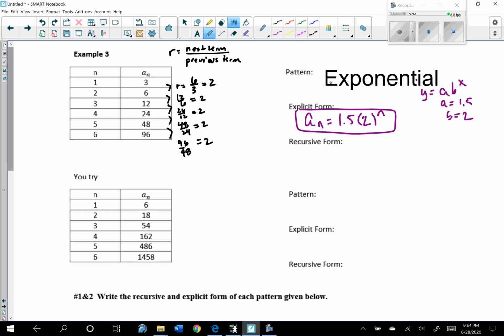And the recursive form, again, you have to state the first term. So we're using a sub 1 is equal to 3, and the nth term is equal to the previous term. And what did we do with the previous term? So now we are not adding something or subtracting something, we're multiplying, right? So 3 times 2 is 6. 6 times 2 is 12. 12 times 2 is 24, etc. So all of this is being multiplied by 2.